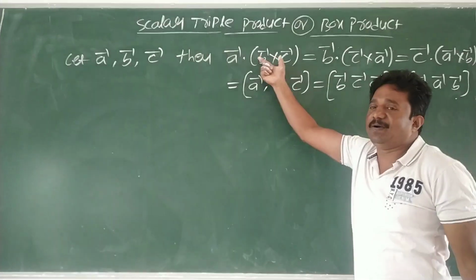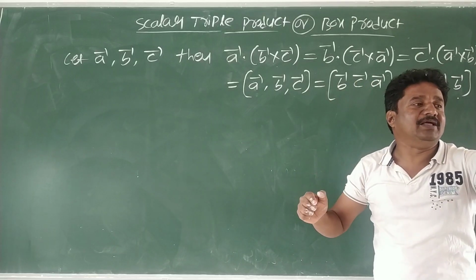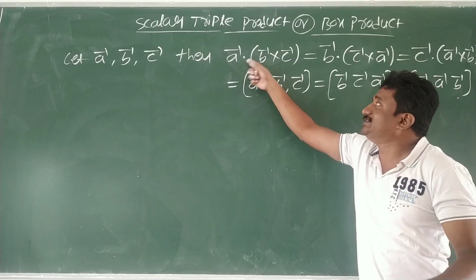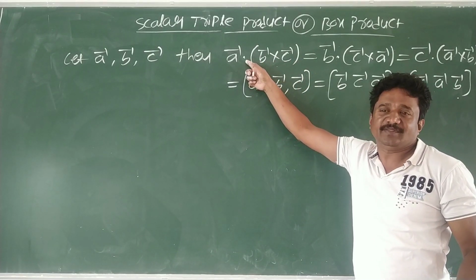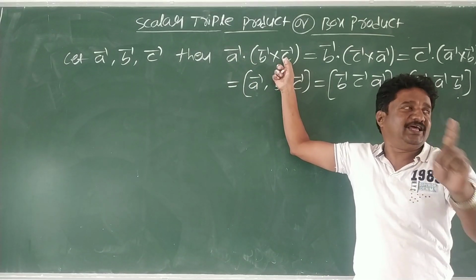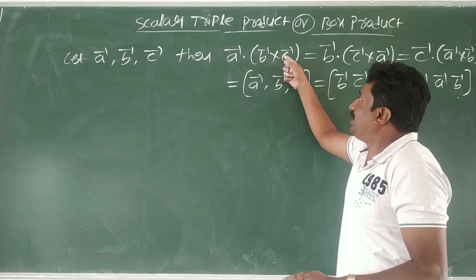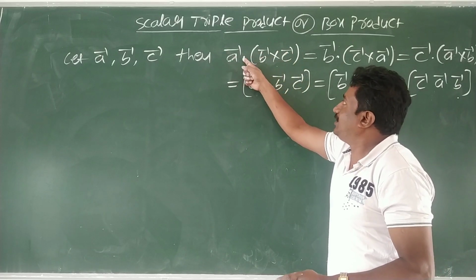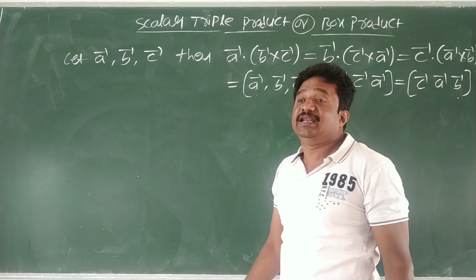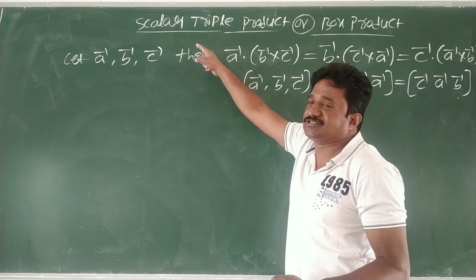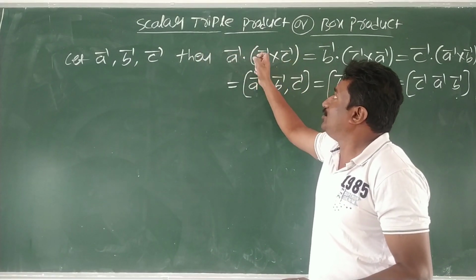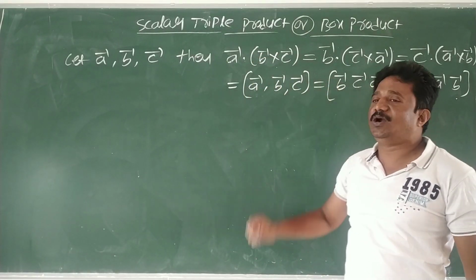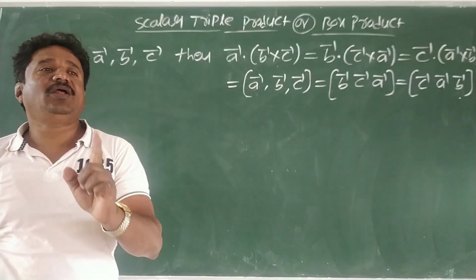This type of product is called a scalar triple product. Triple means we are using three vectors. Scalar, why is it scalar? Because a dot is present. The dot product of two vectors must be what? A scalar quantity. B cross C is a vector. A is a vector. So vector dot vector must be what? Scalar. From the name itself, scalar quantity. This is a scalar product. Triple means we are using how many vectors? Three vectors. So this type of product is called a scalar triple product or box product.